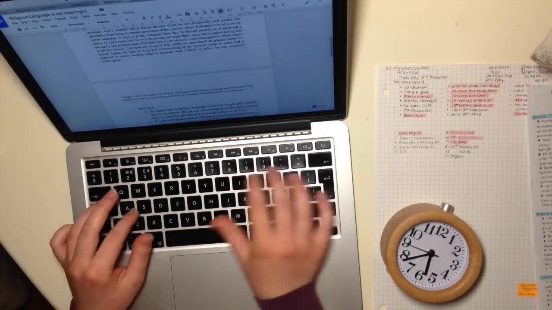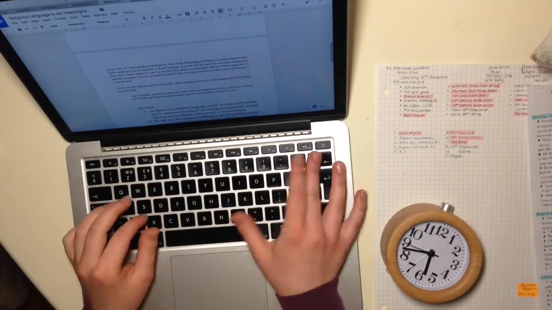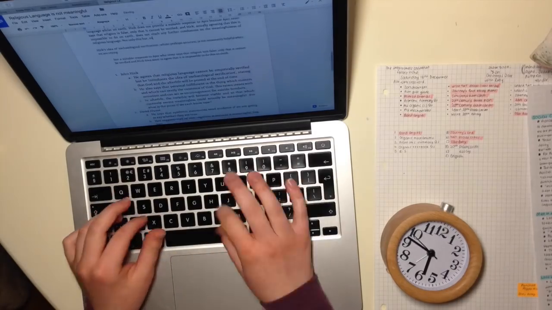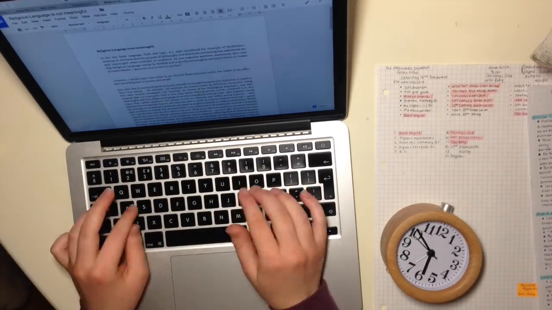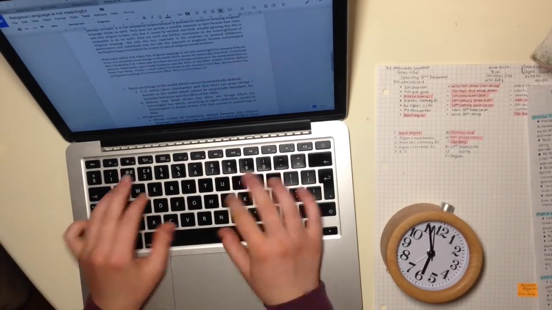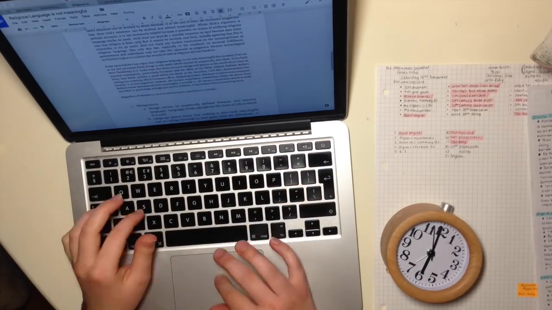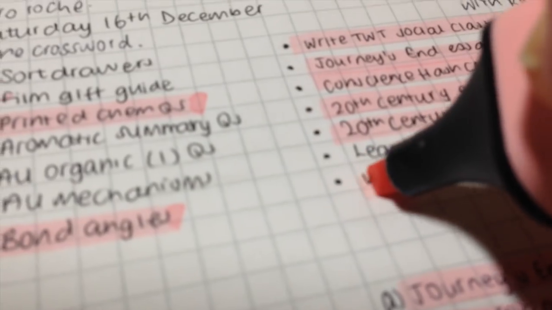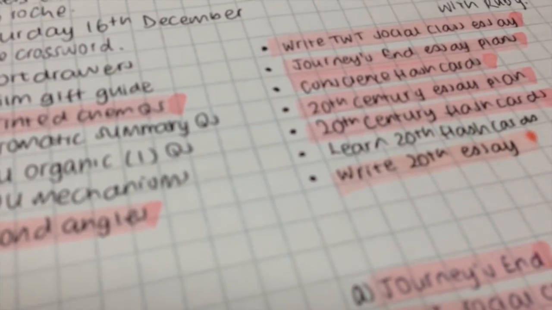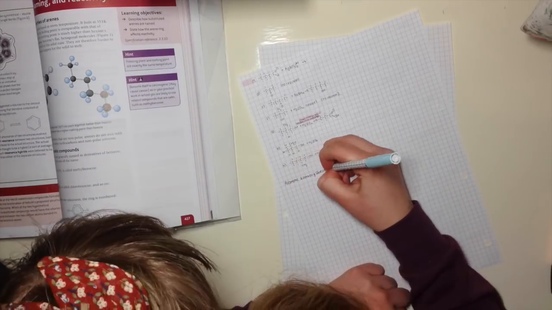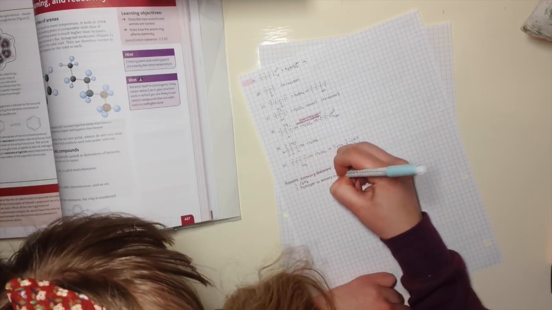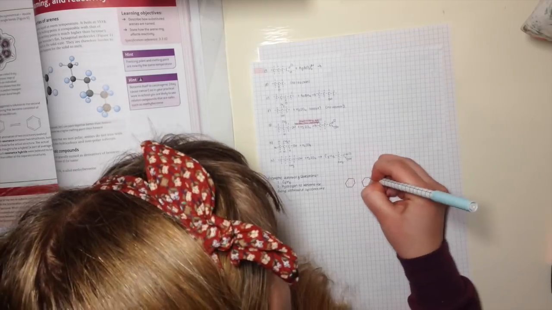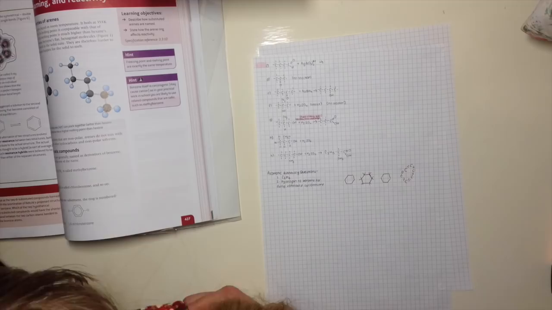But at the moment I'm just writing this essay for philosophy, and I was using the essay plan on religious language which I wrote earlier. So next I moved on to doing some more chemistry questions, and these ones were on aromatic chemistry, which is benzene.